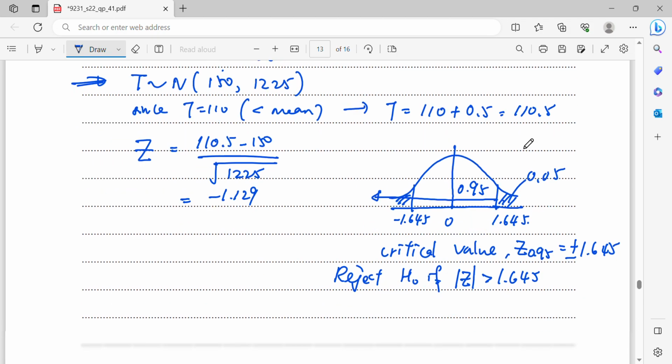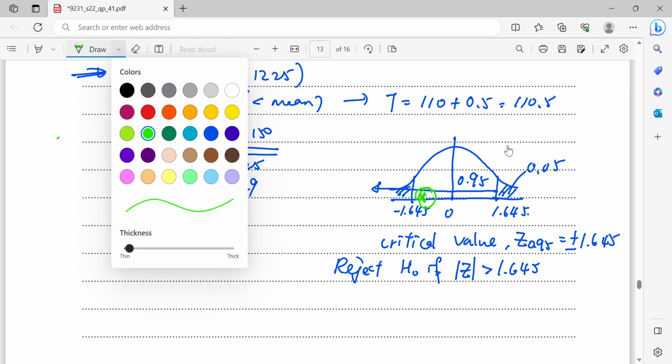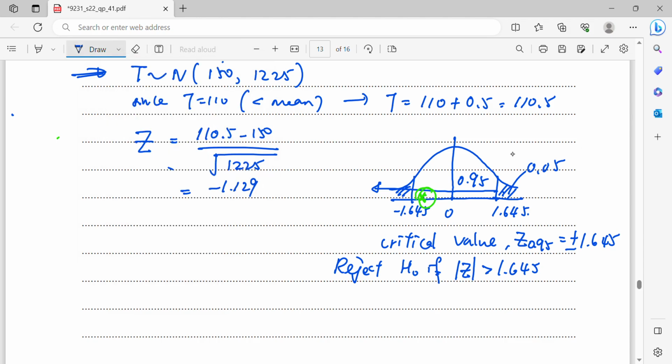Now from here I get negative 1.129, which is basically outside the rejection region when you look at the graph. Therefore, our decision is going to be accept H naught. So you write: since the modulus of Z is less than 1.645, therefore accept H naught.